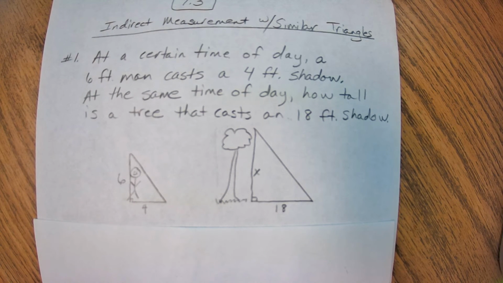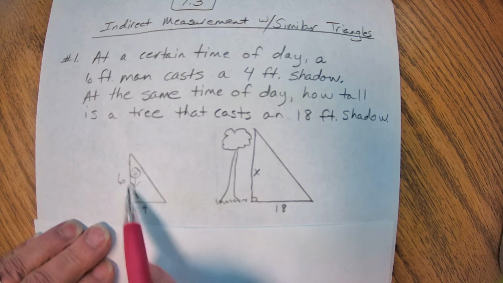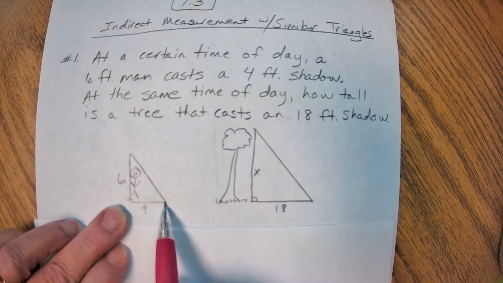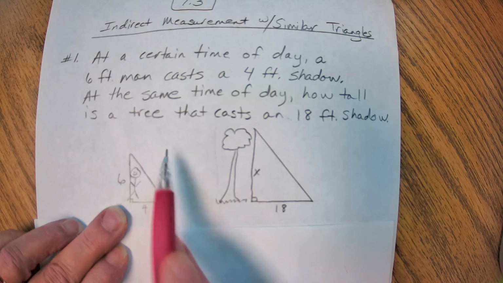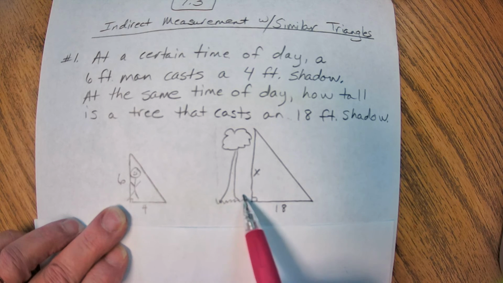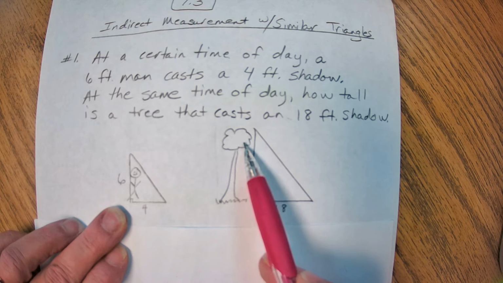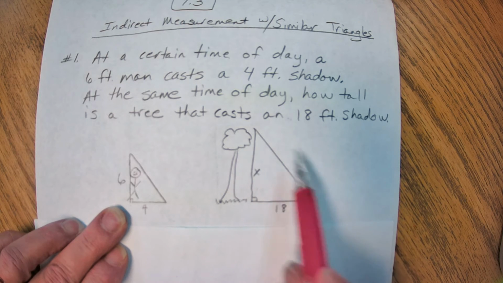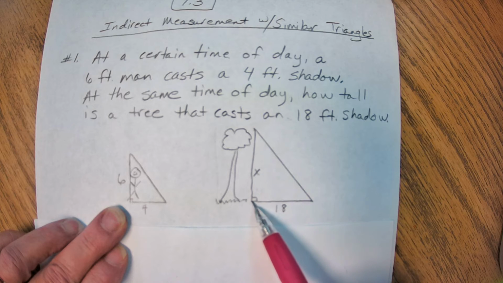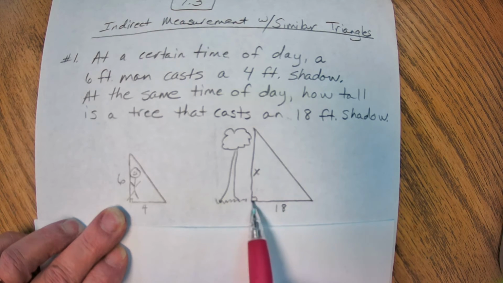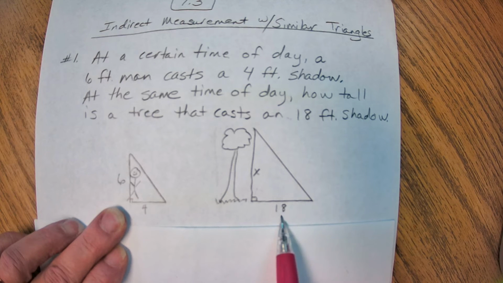So at a certain time of day, a 6-foot man casts a 4-foot shadow. At the same time of day, how tall is a tree that casts an 18-foot shadow? Obviously I'm not going to climb to the top of the tree with a tape measure. So this is the unknown amount, which is x, and we know that it casts an 18-foot shadow.